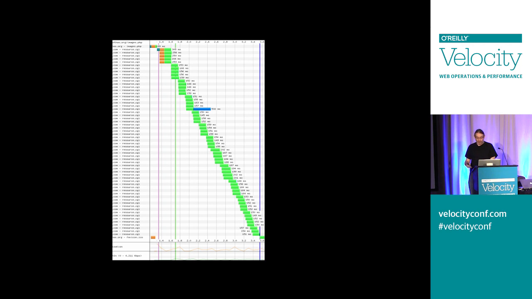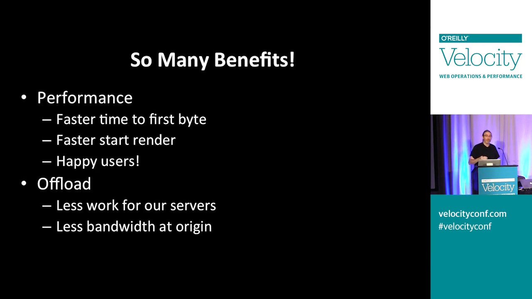So clearly there are performance reasons, but performance isn't the only thing. Obviously, we're going to get our page to our users faster. The first byte's going to be delivered to the user faster. It's going to start rendering faster. Our users are going to be very happy. Everything's going to be great. Rainbows and unicorns. But this also has significant offload benefit for our origins, right?